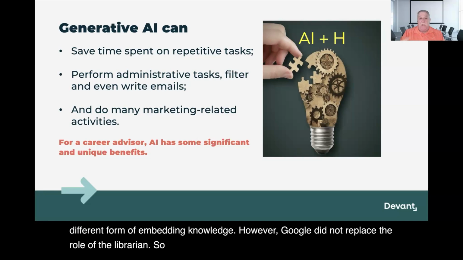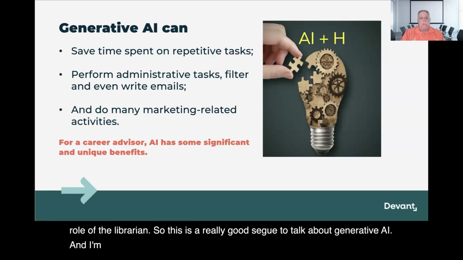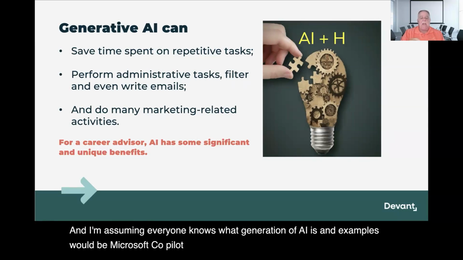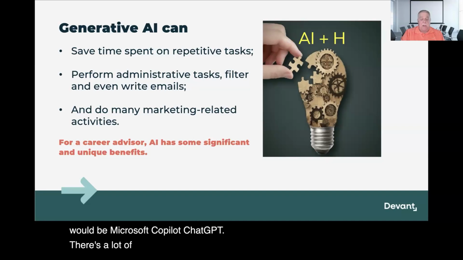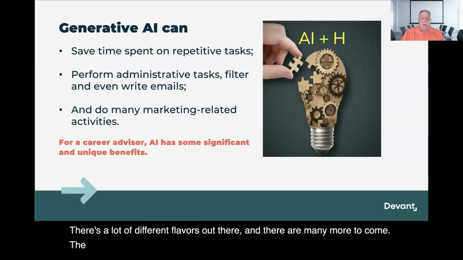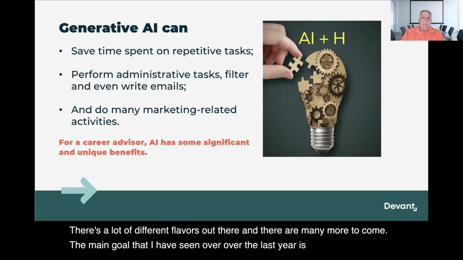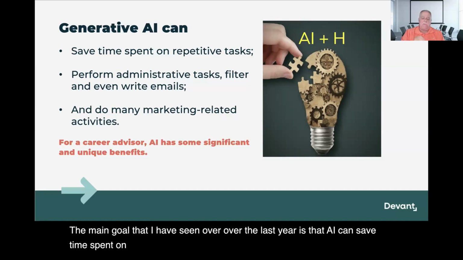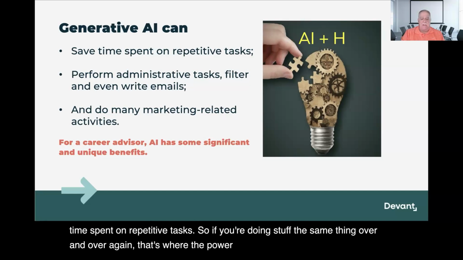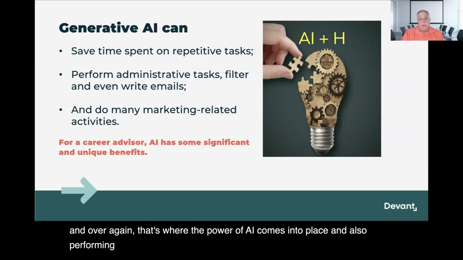So this is a really good segue to talk about generative AI. I'm assuming everyone knows what generative AI is, and examples would be Microsoft Copilot and ChatGPT. There are a lot of different flavors out there, and many, many more to come. The main goal I have seen over the last year is that AI can save time spent on repetitive tasks. If you're doing the same thing over and over again, that's where the power of AI comes into play. And also performing administrative tasks and even writing emails.